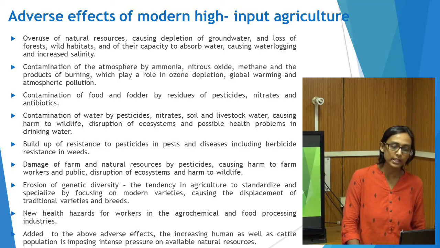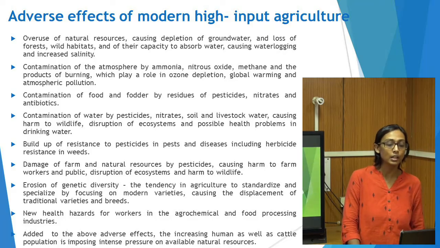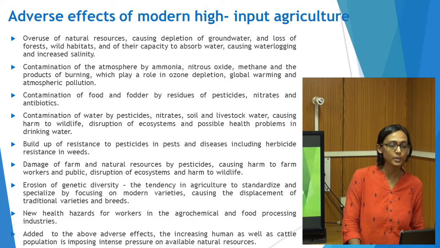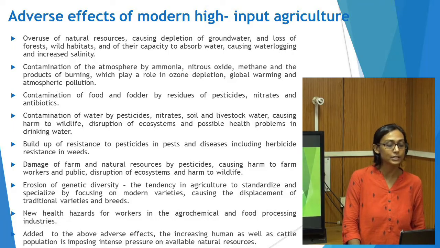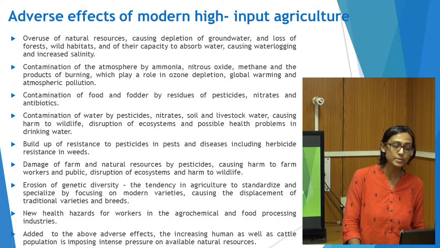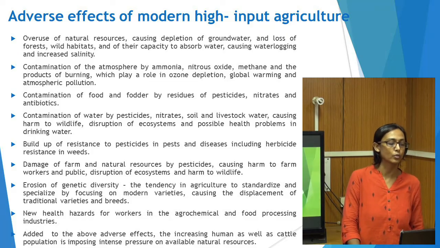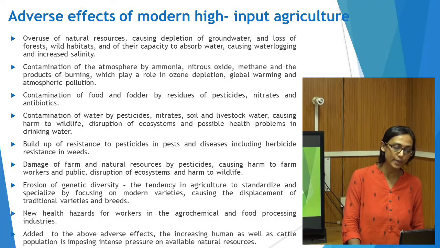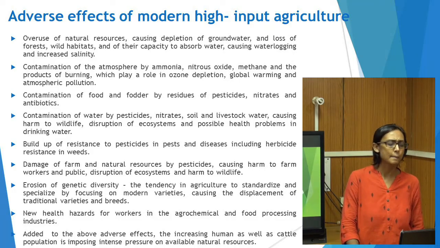Contamination of atmosphere by ammonia, nitrous oxide, methane and the products of burning which play a role in ozone depletion, global warming and atmospheric pollution. Contamination of food and fodder by residues of pesticides, nitrates and antibiotics. Contamination of water by pesticides, nitrates, soil and livestock water causing harm to wildlife, disruption of ecosystems and possible health problems in drinking water. Build-up of resistance to pesticides in pests and diseases including herbicide resistance in weeds.